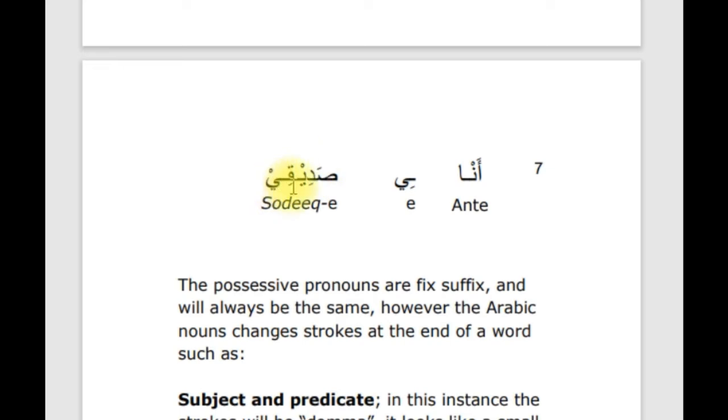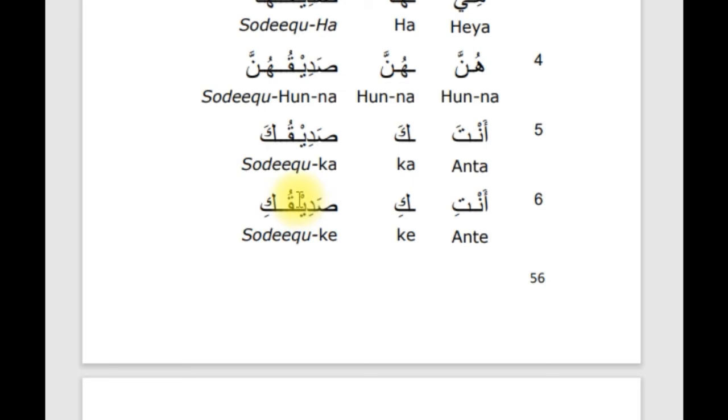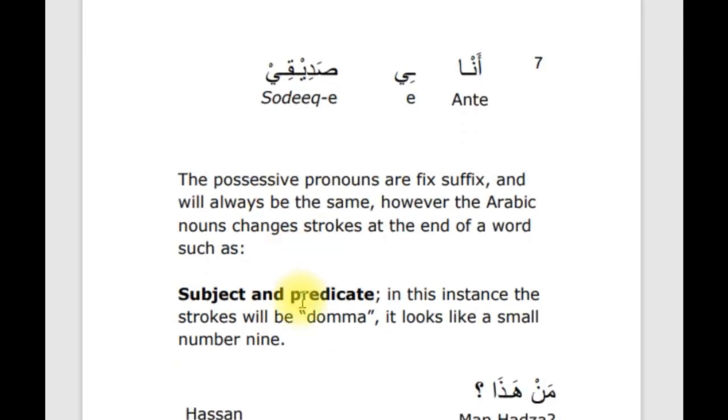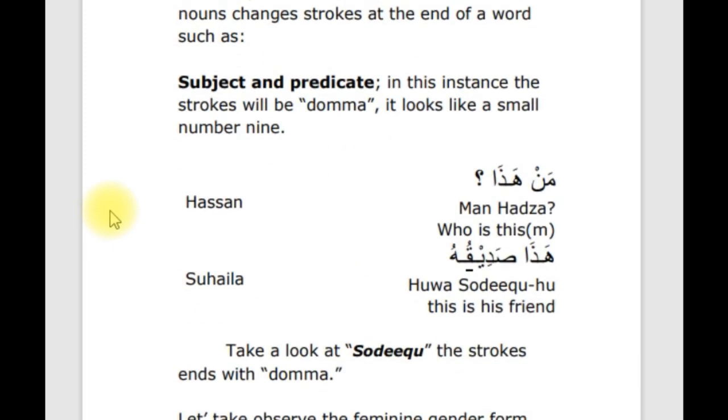Sadiqi. Look at this. Sadiq, but if I put the ya here, the ya is stronger, so I need to put a kasra, a stroke below. Sadiqi. The possessive pronouns are fixed suffixes and will always be the same. However, Arabic nouns change strokes at the end of a word, such as subject and predicate. In this instance, the stroke will be dhamma. It looks like a small number 9.